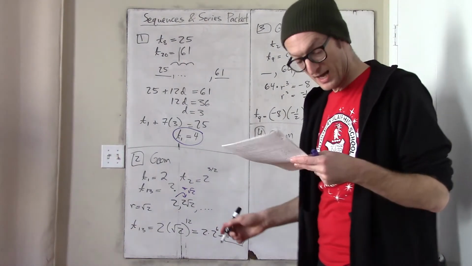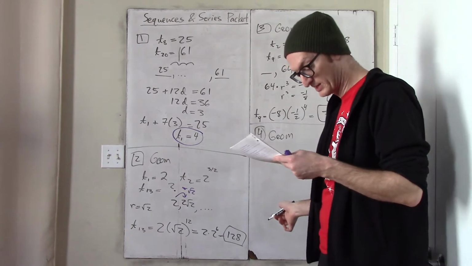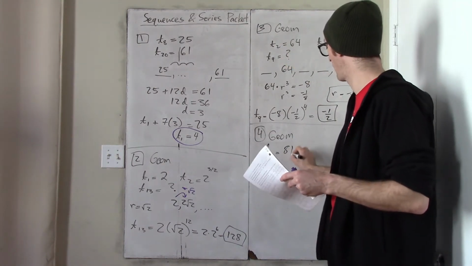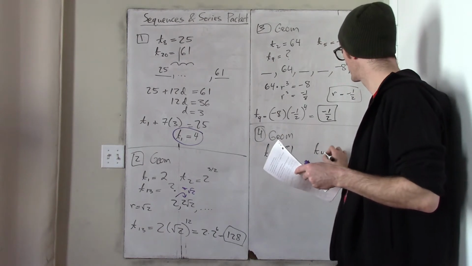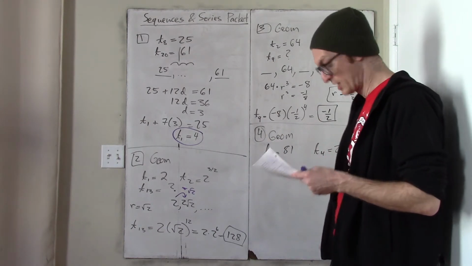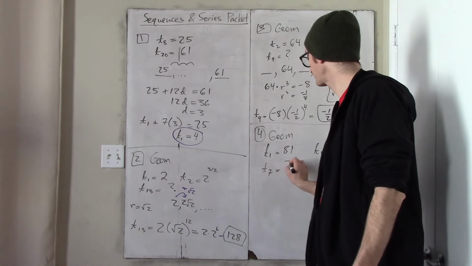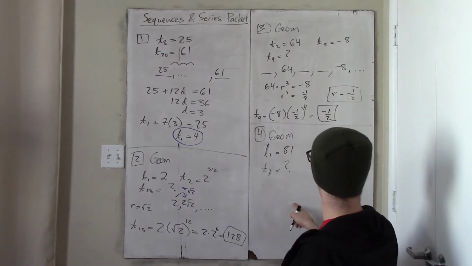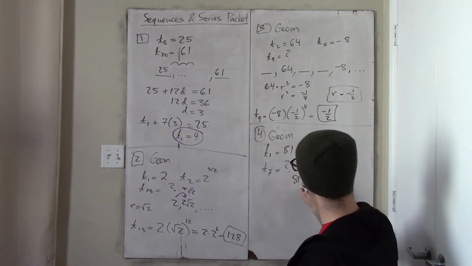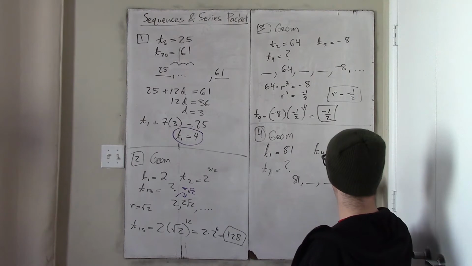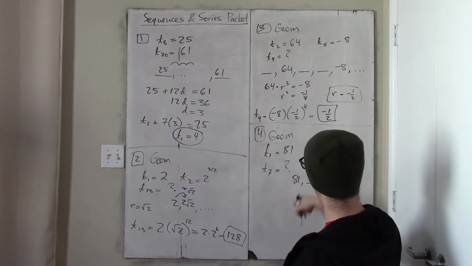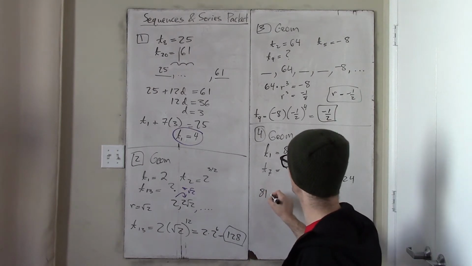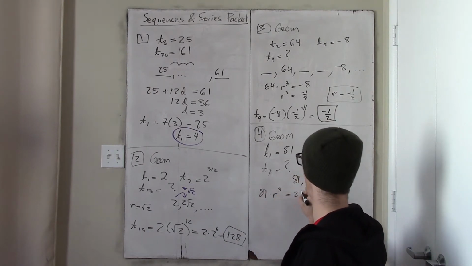Okay, number 4, I think it's just the same thing. Maybe this one's even easier. The first term is 81, the fourth term is 24. Question, what is the seventh term? Okay, I got this. Well, it's like this, right? 81, don't know the second term, don't know the third term, fourth term is 24. So I multiply again by r, 1, 2, 3 times. So 81 times r cubed has to be 24.